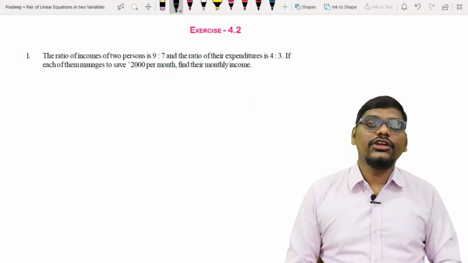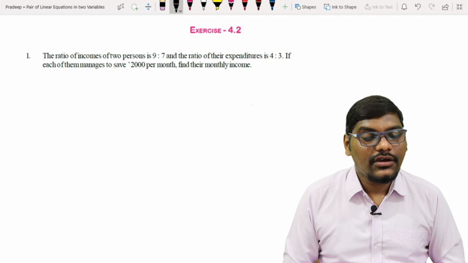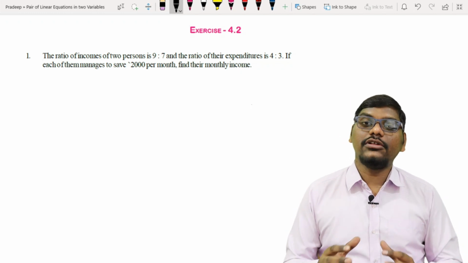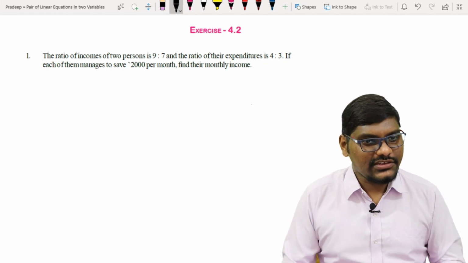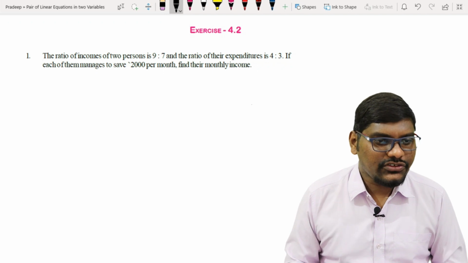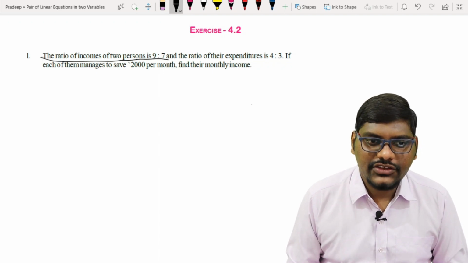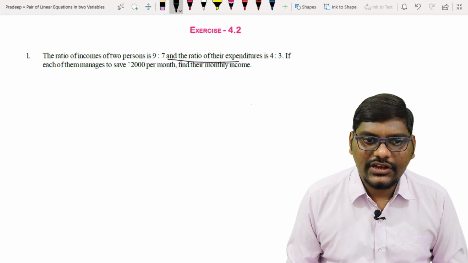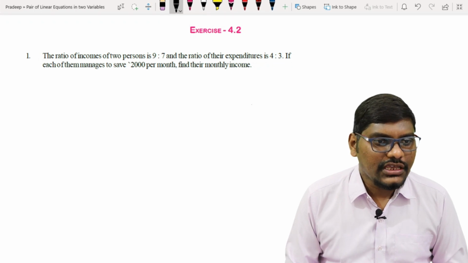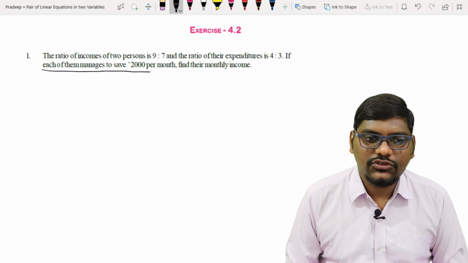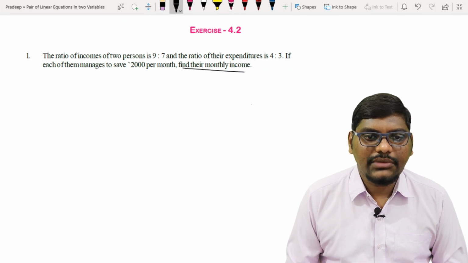I'm Pradeep. Today we are going to see exercise 2 of pair of linear equations in two variables of class 10. So here we'll see the very first question. The question says the ratio of income of two persons is 9:7 and the ratio of their expenditure is 4:3. If each of them manages to save 2000 per month, find their monthly income.